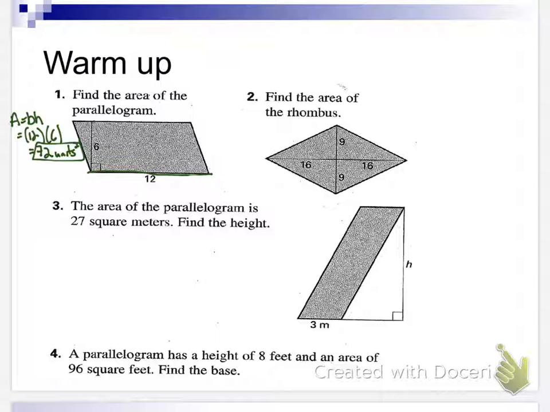Over here, we see we have a rhombus. Rhombus's area is 1/2 diagonal 1 times diagonal 2. That was that special formula we had from yesterday's lesson, or the last lesson. I guess that would have been Friday.